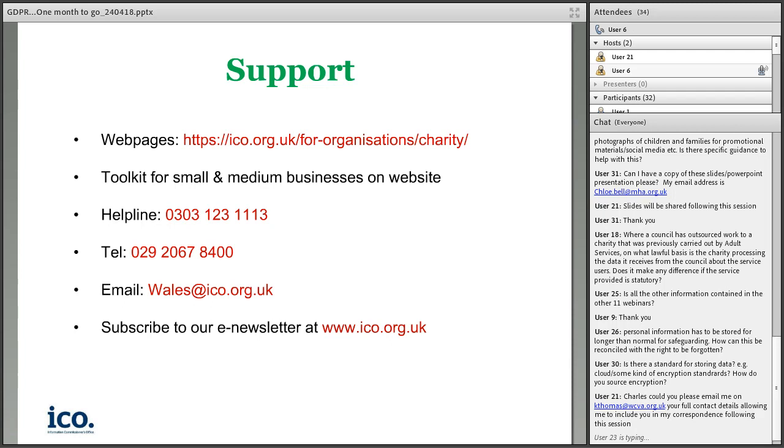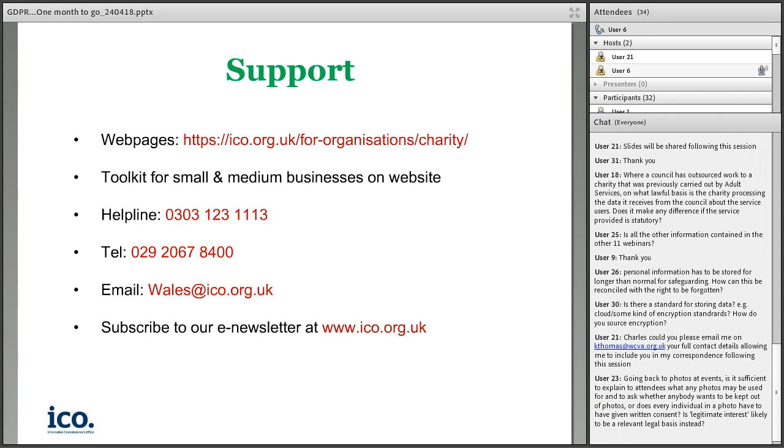Down to Alana's question. Personal information has to be stored for longer than normal for safeguarding. How can this be reconciled with the right to be forgotten? That's a good question, because that is another myth that we're often faced with, in that the right to be forgotten is absolute across all areas of personal data. So if an organisation received a request for erasure, but they had a very strong legitimate reason for keeping hold of that data, for example for safeguarding purposes, then it doesn't mean that they have to delete that information and honour that request.